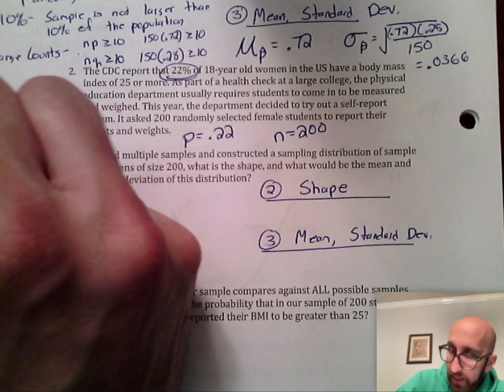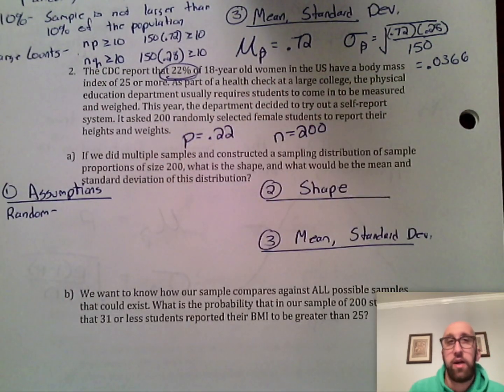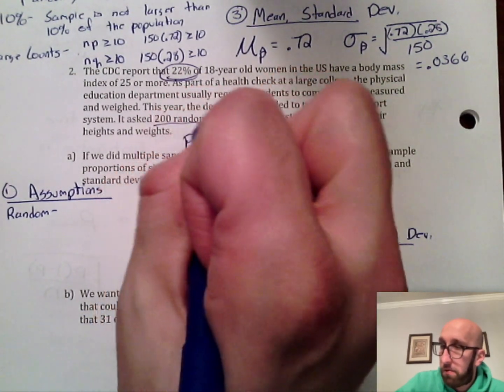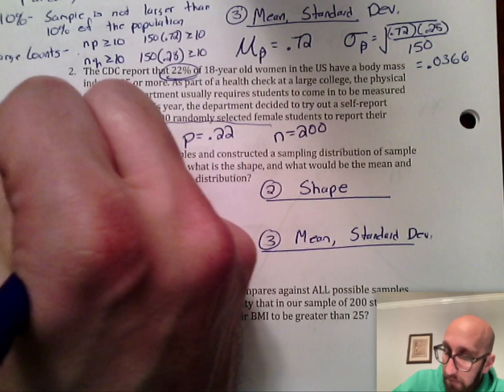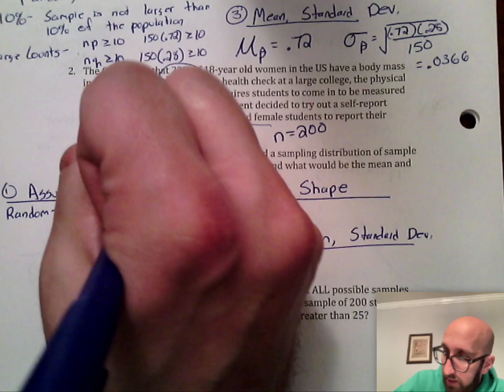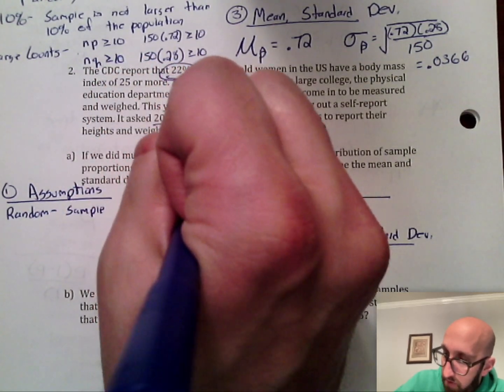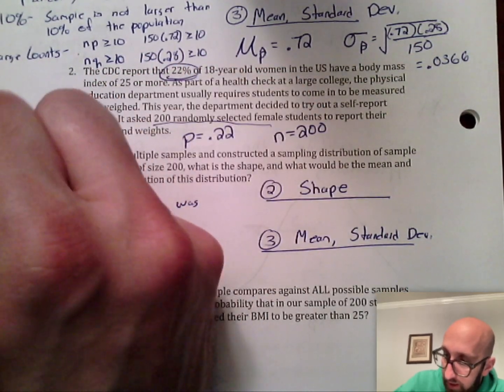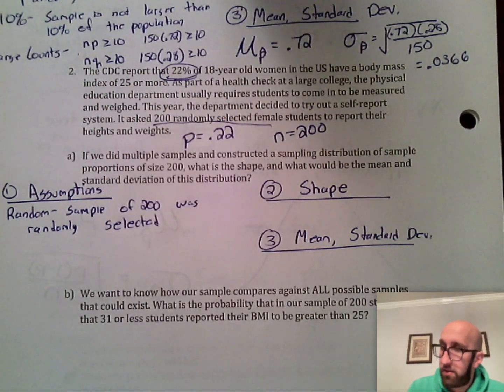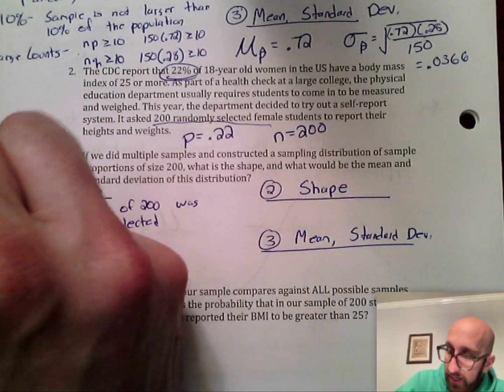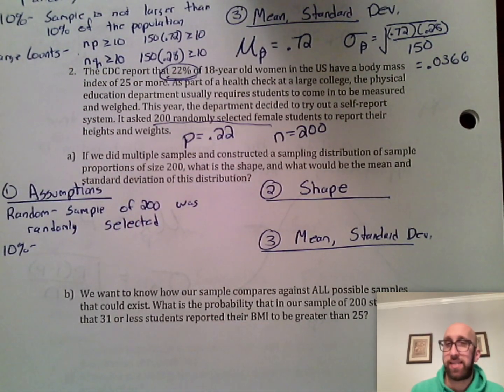The first assumption is randomization. So we need to go back and check the problem and see, was my sample randomly selected? Which, if you check right there, 200 randomly selected females. So I'm going to say the sample of 200 was randomly selected. Good to go. My second assumption is the 10% check, making sure our sample is not too big.